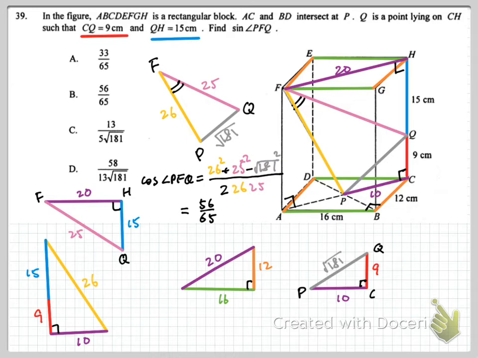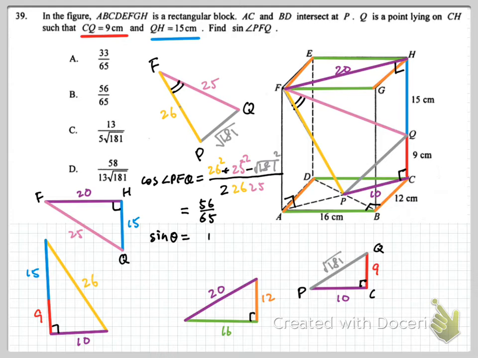Now, don't jump to conclusion that the answer is 56 over 65. If you do this, it's a very terrible mistake. You spend all the time here only to get the wrong answer, because 56 over 65 is indeed an answer, but it is not sine angle PFQ, it is cosine angle PFQ. So we should do the sine and cosine conversion. We know that sine square theta is 1 minus cosine square theta, take the square root.